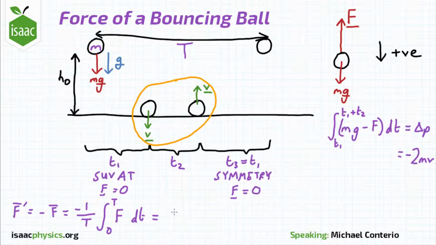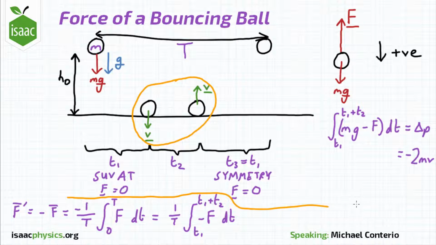As F equals 0 for the time when the ball is not in contact with the table, we know that the integration is actually equal to the integration from time t1 to time t1 plus t2, the time period over which the collision of the ball with the floor takes place. You can now substitute in the value that we've got for this integral and solve the problem.